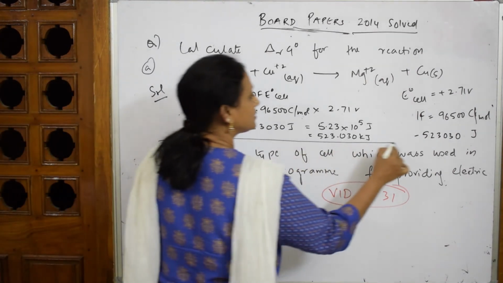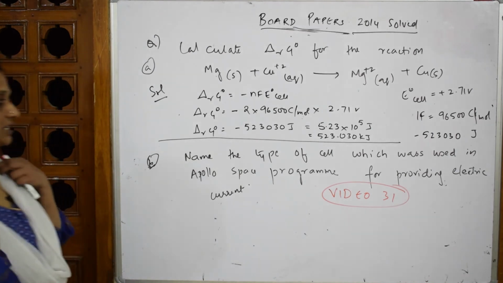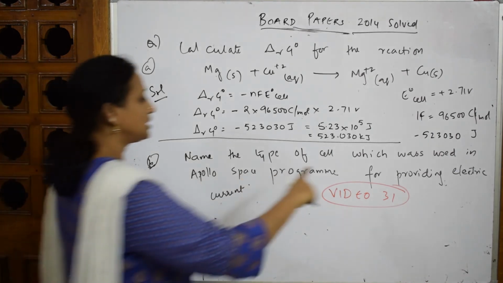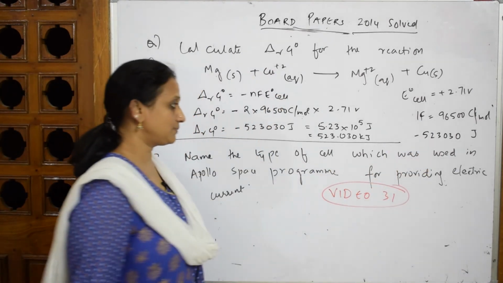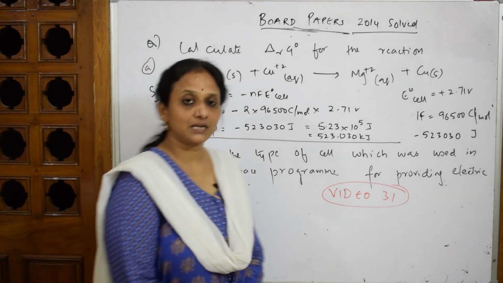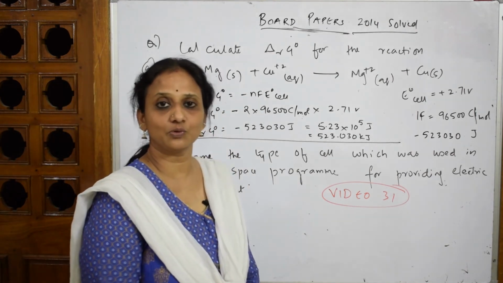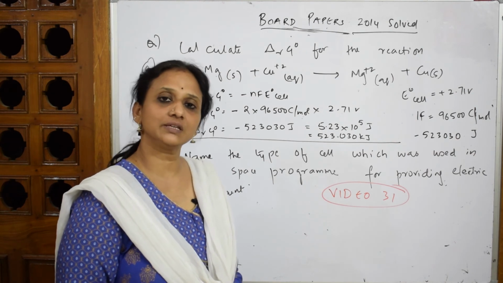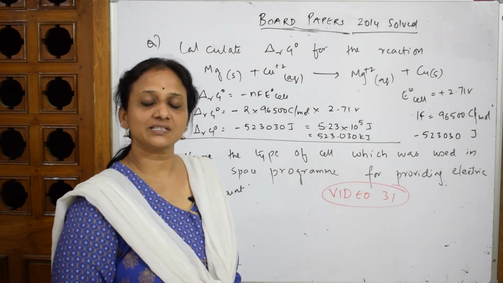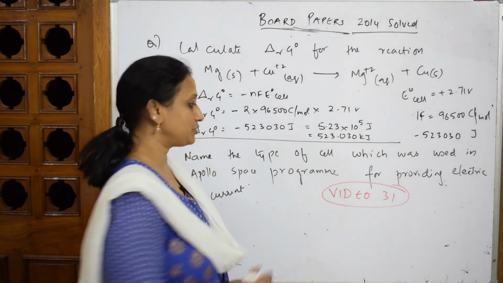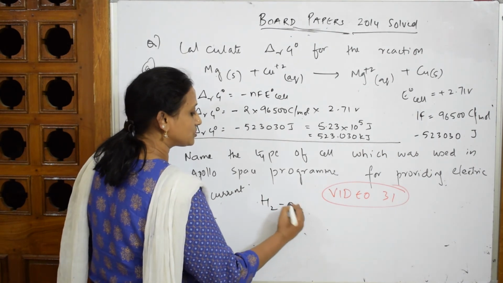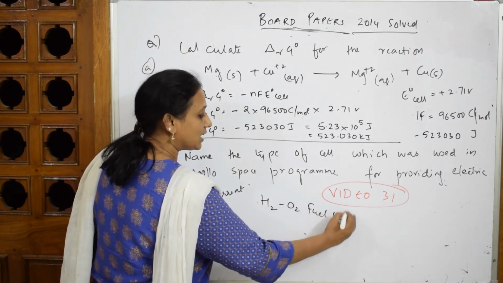Now next question, what did they give me? They've asked me to name the type of cell which was used in the Apollo spaceship program for providing electric current. Whenever you see Gemini or Apollo, the space missions, the only thing is that's called a fuel cell. Name the cell: fuel cell. What type of fuel cell did we use? We have used the hydrogen oxygen fuel cell. So for this, the answer is 1 mark.